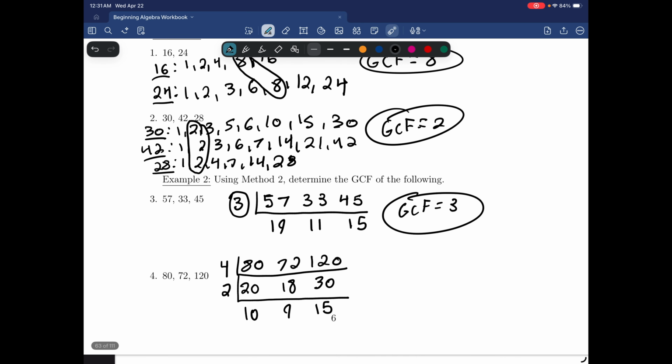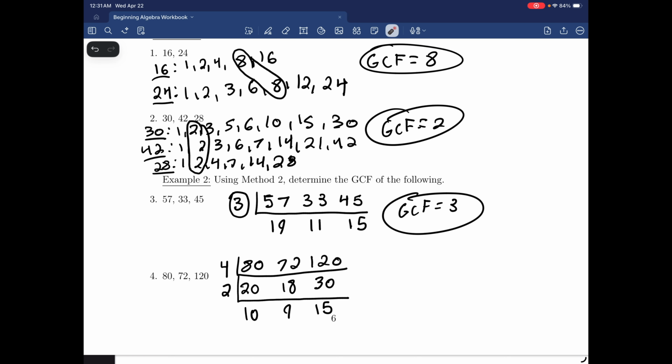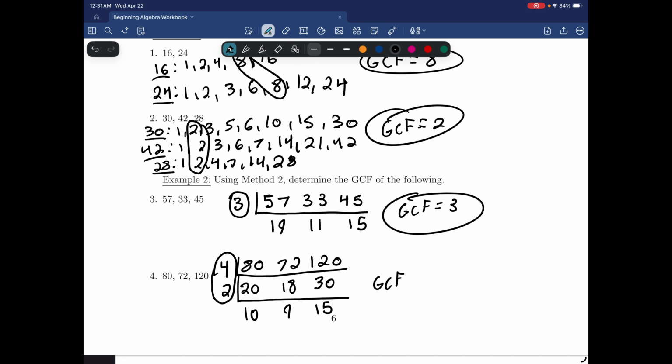And is there a number that's divisible by all 3 of these? There isn't. So in this case, we're done here. And our greatest common factor is going to be the product of the numbers that are on the side here. So our greatest common factor in this case is 4 times 2, which is 8.